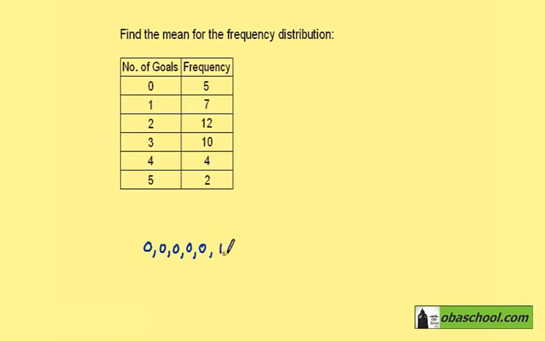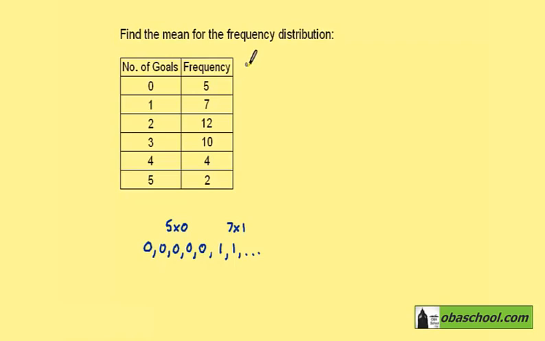Then we'd have 7 ones, 12 twos, and so on. When working out the mean, we need to add up the pieces of data. Adding the 5 zeros gives us 0, the same as if we did 5 times 0. Adding the 7 ones would give us 7, the same as if we did 7 times 1. So we could do 5 times 0, 7 times 1, 12 times 2, and so on in the table, and this would give us the sum of the data.